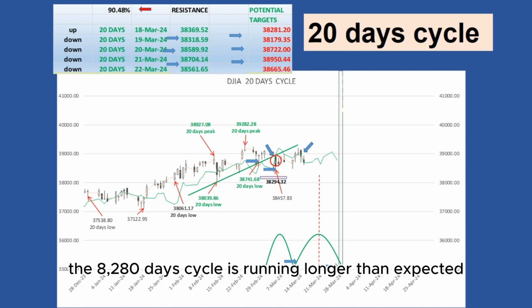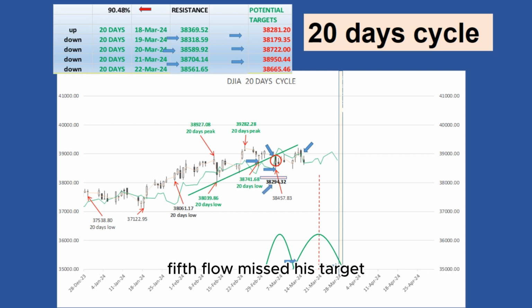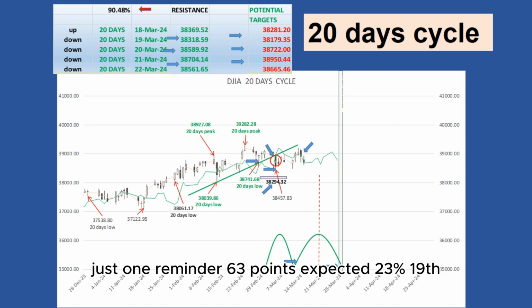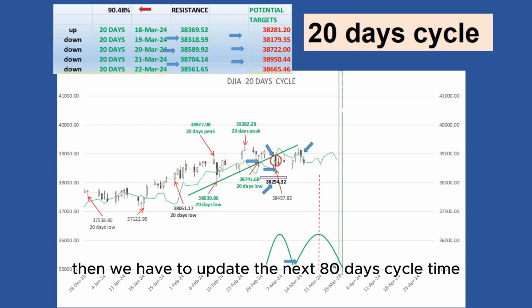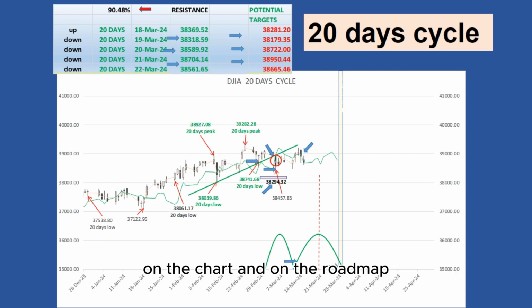If the 80-day cycle is running longer than expected, the March 5th low missed his target by 163. Originally the expected date was the March 19th. But since the low was within 1%, then we have to update the next 80 days cycle time on the chart and on the roadmap.